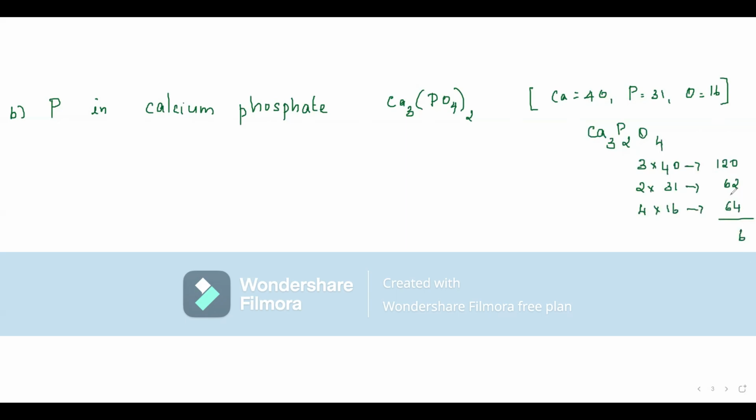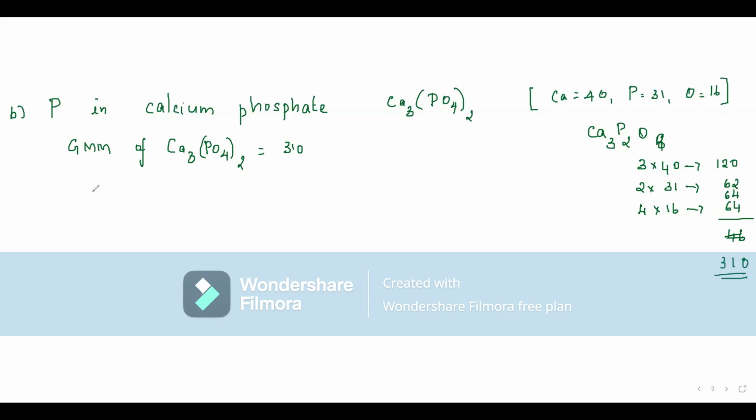So when you add this, O8, it has to be, sorry, O8. So another 64 is to be added, all right? So when you add this, your answer will be 310, as in GMM of calcium phosphate is equal to 310.